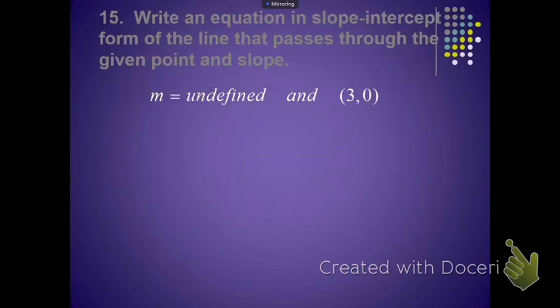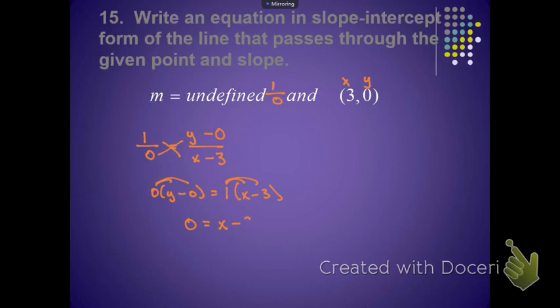Okay, undefined. Remember, undefined means that I have a vertical line, so it rises up 1 and it runs none. Since it's vertical, that means my slope is going to be 1 over 0. And then we have y minus over x minus. My y is 0, my x is 3, and at this point I can go ahead and cross multiply. So 0 times y minus 0 is equal to 1 times x minus 3. I distribute those things. I'm going to get 0 equals, and I distribute this and get x minus 3. I need to get x alone, so I'm going to add the 3 to the left, and I get x is equal to 3.